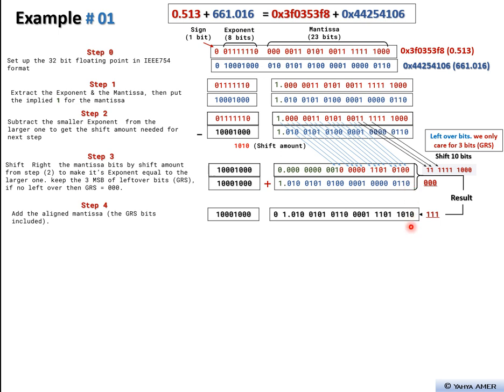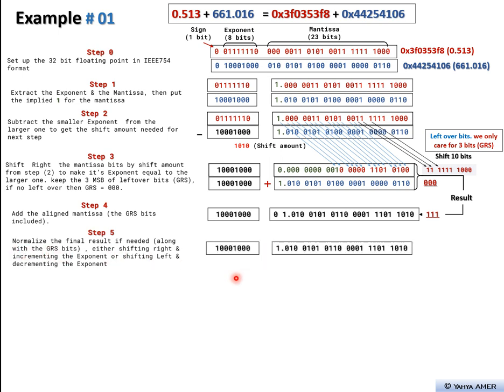Now, when we perform the addition, the final result will be 0 plus 0, going to be 0, 0 plus 1, 1, 1 plus 1, 0, and then carry 1, 1 goes here, etc. And this is going to be the final result. Okay. Now, after we finish the addition, we're going to go for the normalization.